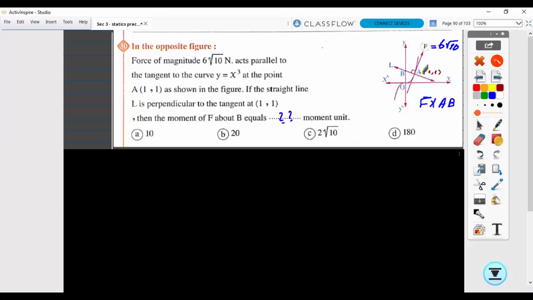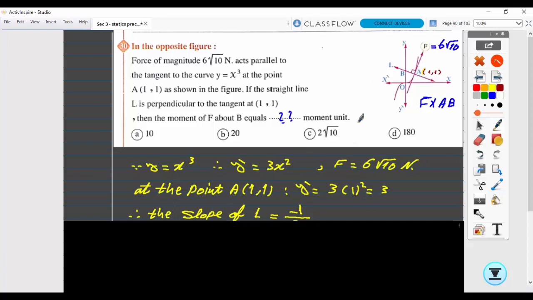What is the length of AB? Now we know the magnitude of F, it's 6 root 10, but the length of AB is not in the given. How do we calculate it? Okay. First, we will find the equation of L. But before that, we will find the equation of the tangent, or we can find the slope of the tangent.